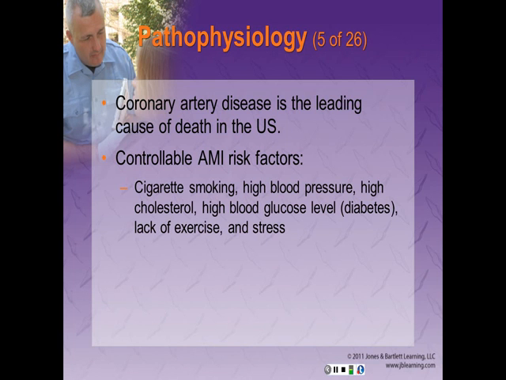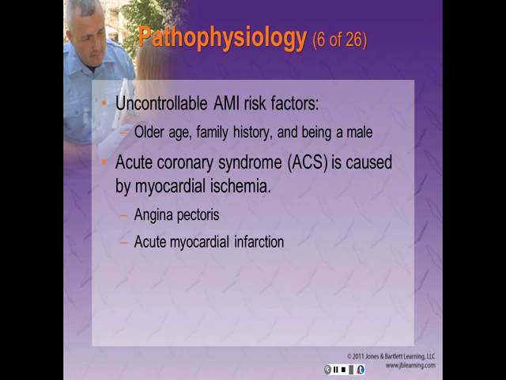Risk factors place a person at higher risk for an MI, and some of those that are major risk factors that can be controlled are cigarette smoking, high blood pressure, elevated cholesterol, elevated blood glucose level or diabetes, lack of exercise, and stress. Some uncontrollable risk factors for acute myocardial infarction include an older age, a family history, and the male sex. However, women are catching up.